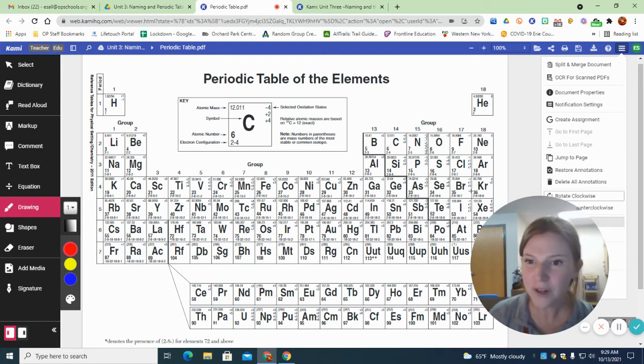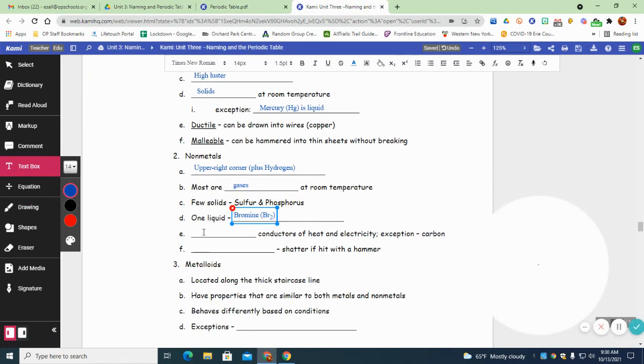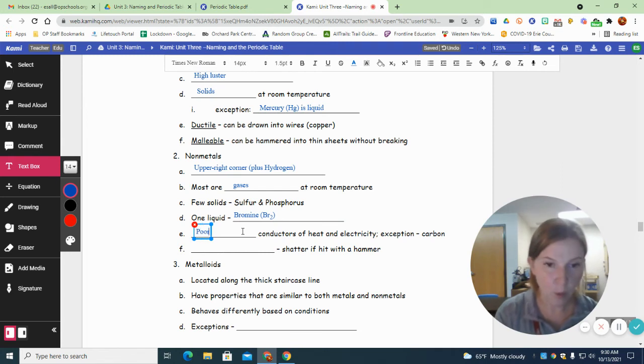The vast majority of these, though, are going to be gases. So oxygen, fluorine, chlorine, those are gases. Neon, argon, krypton, xenon, those are gases as well. Nitrogen, too. Typically speaking, nonmetals are poor conductors of heat and electricity. The exception to this is carbon. And they tend to be very brittle. So they shatter if you hit them with a hammer.